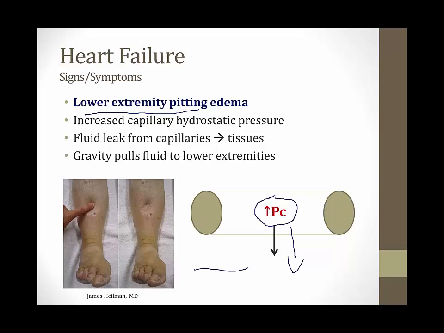If you look at this picture on the bottom left side of the screen here, you can see the examiner presses his finger on the edema and then removes it, and that leaves a pit behind. That's why it's called pitting edema. This is a classic sign of heart failure. It's a sign of edema or extra fluid in the lower extremities.